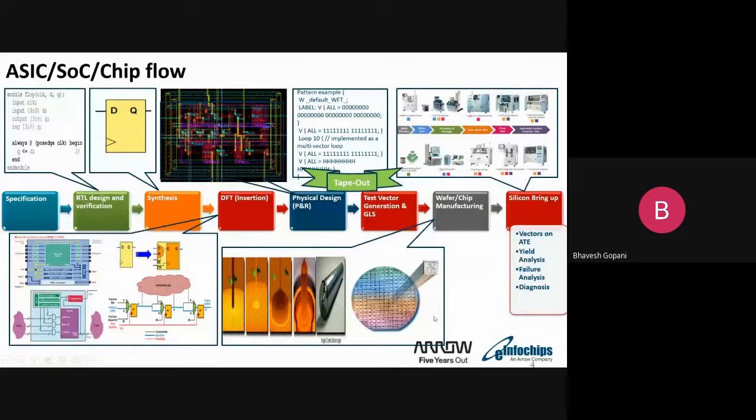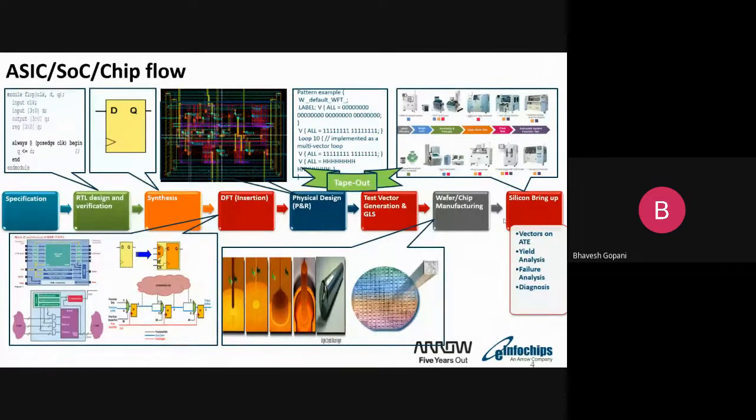and if something has failed, then we also need to do the diagnosis. So we can say the DFT roles in the ASIC flow come at three different stages. Once the synthesis is done, then at each and every stage in the ASIC design flow, DFT comes into the picture. So this is the overview of the ASIC flow, as well as where the DFT roles come into the picture.